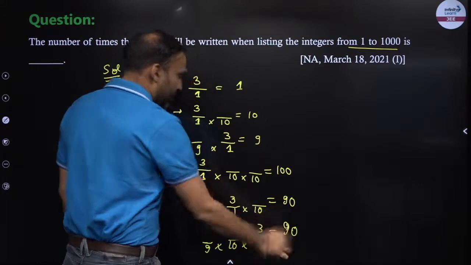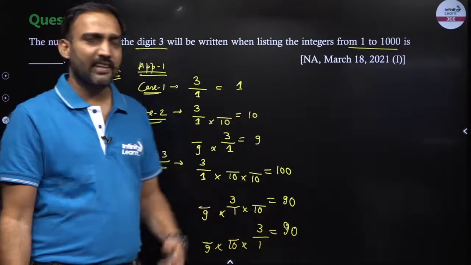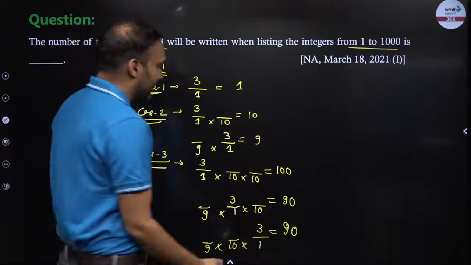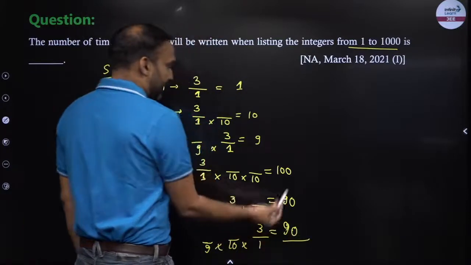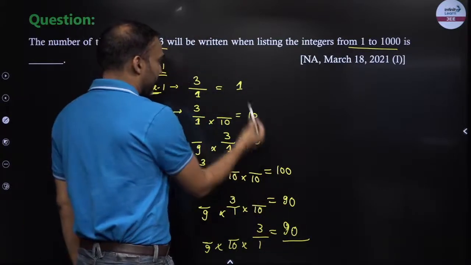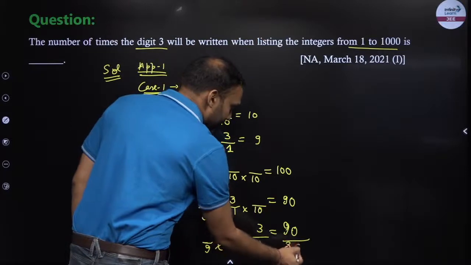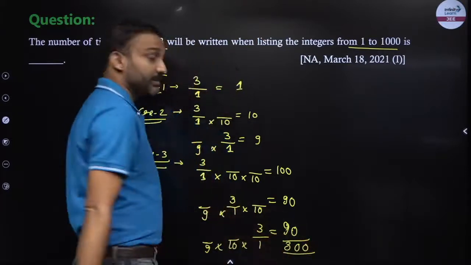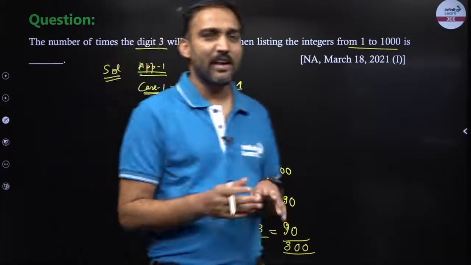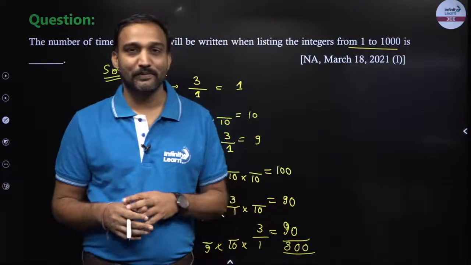Now if I add all of them, I will get the number of times 3 is being used. Let us add all of them. 90, 90, 180, 280, 290, 290 and 10 is basically 300. So 300 times I have written 3 over here.